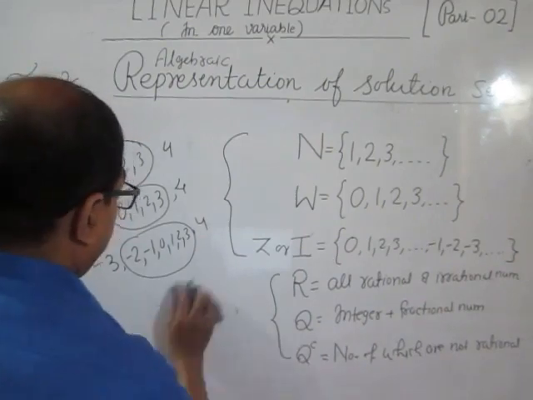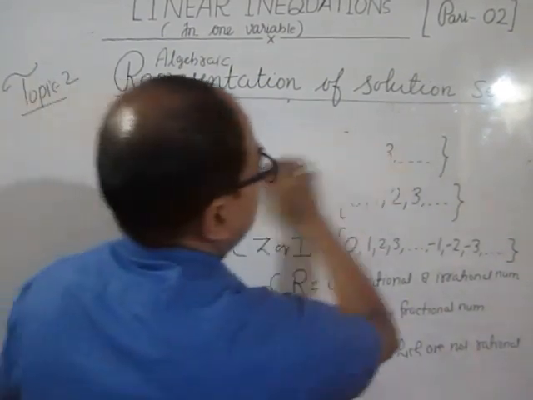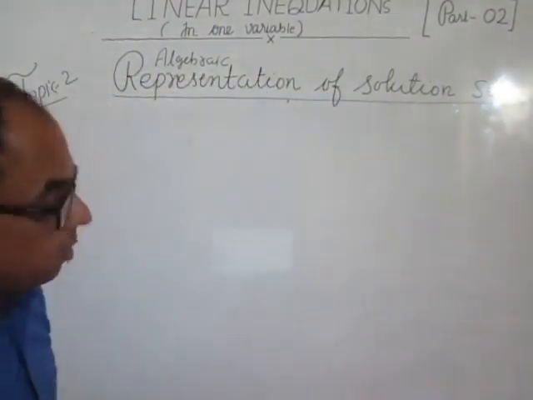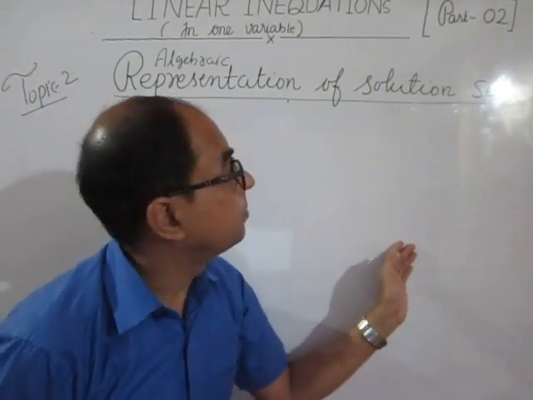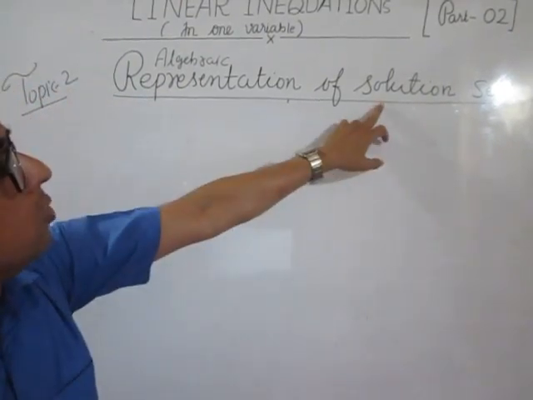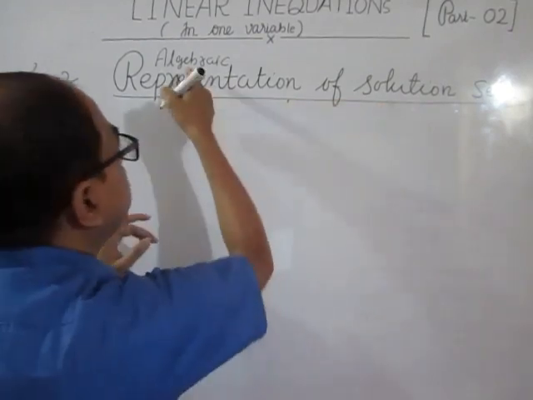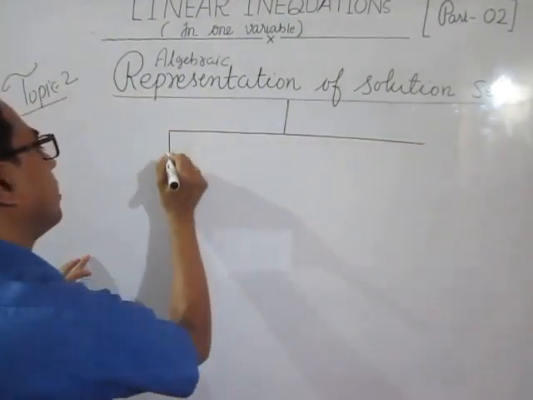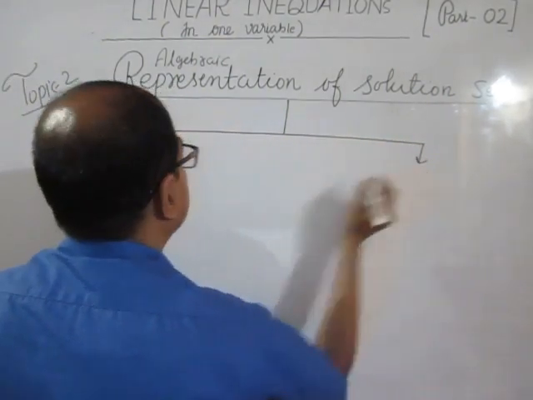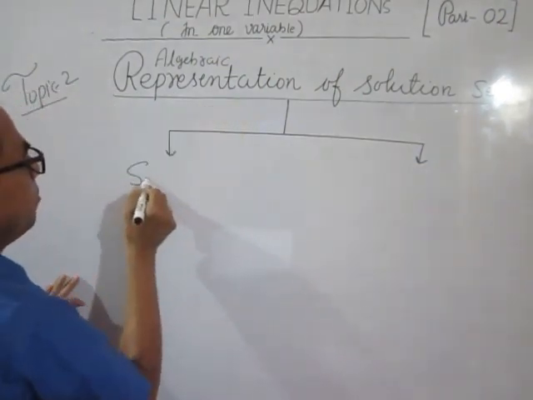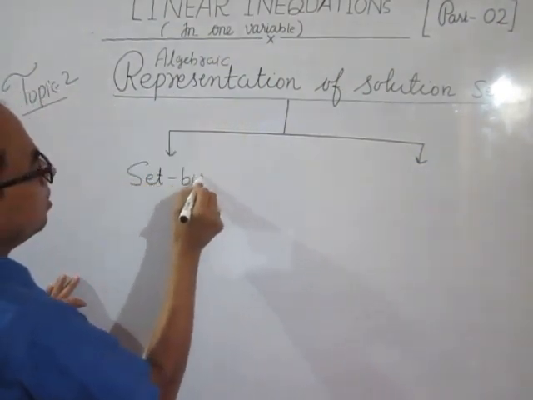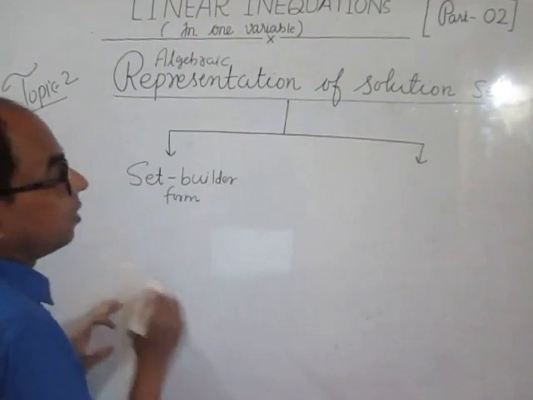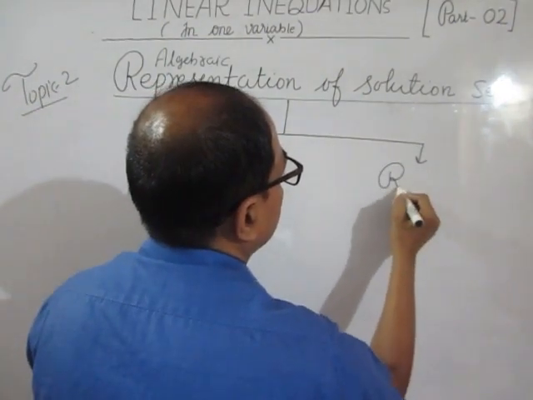So let me rub this board so that we can get some space. Now, depending upon this concept, we can say that the solution set can be represented algebraically in two forms: set builder form, and the second one is roster form.